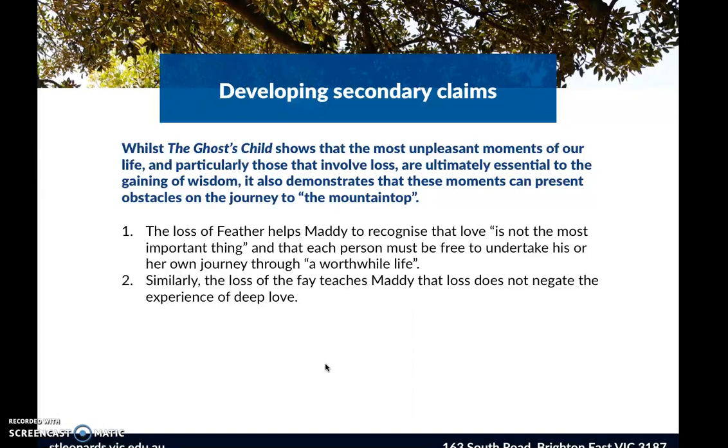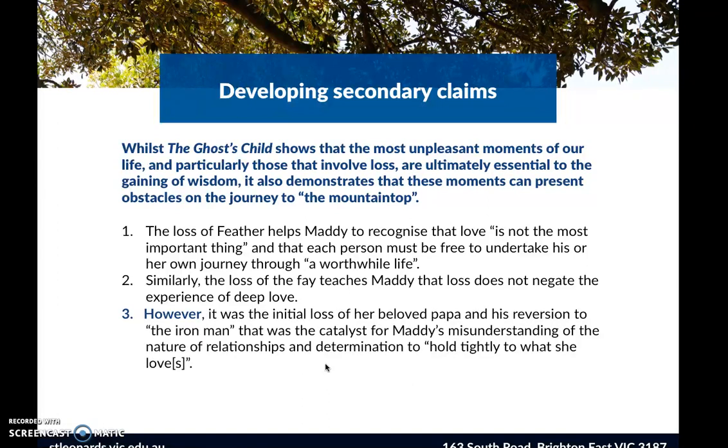Now I'm going to show nuance by arguing against the essay prompt a little bit. So I'm going to say, however, and again, this is where transitional language is really, really important to show that I'm presenting an alternative perspective. However, it was the initial loss of her beloved papa and his reversion to the Iron Man that was the catalyst for Maddie's misunderstanding of the nature of relationships and determination to hold tightly to what she loves. So I've said, yes, adversity leads to growth in this way. It also leads to growth in this way, but it presents an obstacle in this way.